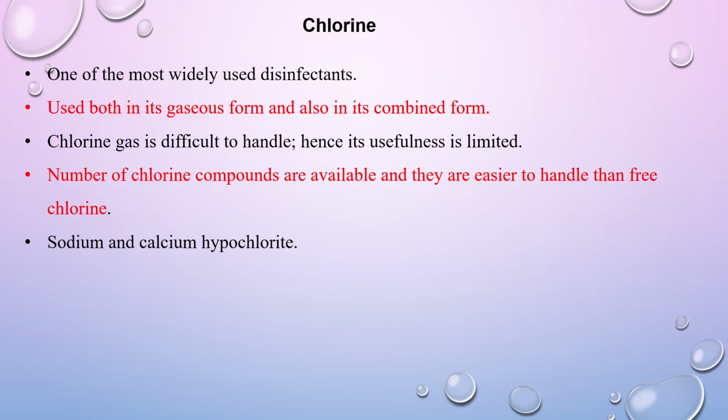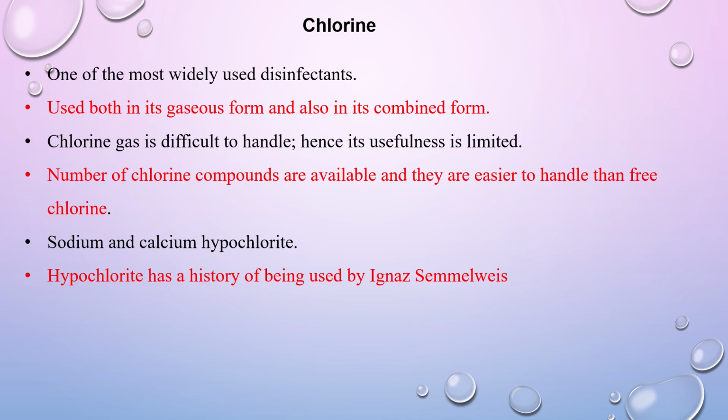These compounds are used in the dairy industry and restaurants to disinfect utensils. Hypochlorite has a history of being used by Sir Ignaz Semmelweis in 1846 to reduce the incidence of childbed fever. The practice was to wash hands and soak them in hypochlorite solution before examining patients. This practice had reduced the infections to one-third.